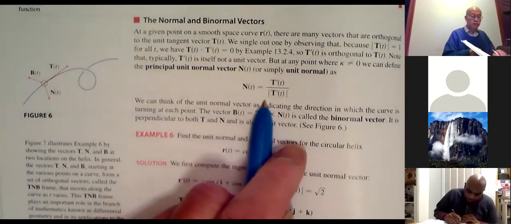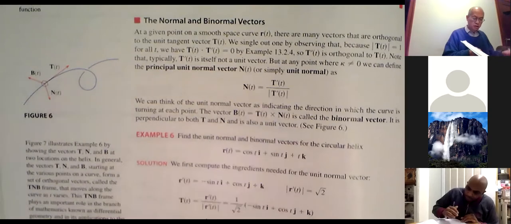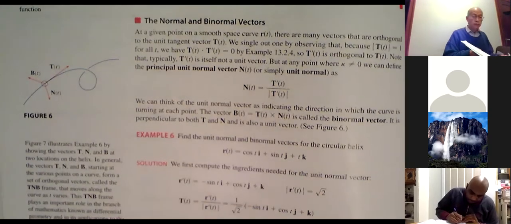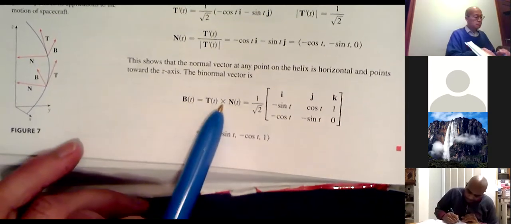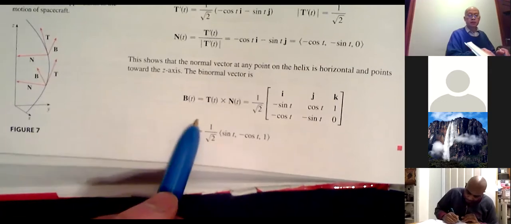Put that in your formula sheet. And then we have a binormal vector, which is defined to be T cross N. Put that in your formula sheet.